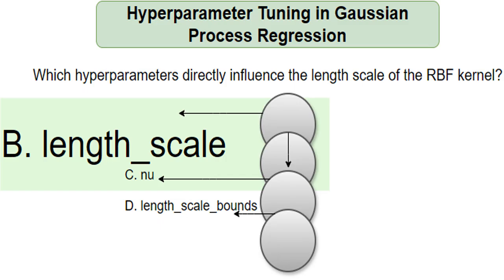The length_scale hyperparameter directly sets the length scale in the RBF kernel's formula. Exp of negative x_i minus x_j, squared, over 2 times length_scale squared. It's right there in the formula. Changing this value directly changes how the kernel calculates similarity between data points based on their distance. I think you got this.